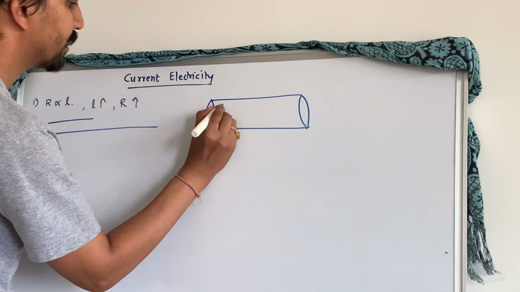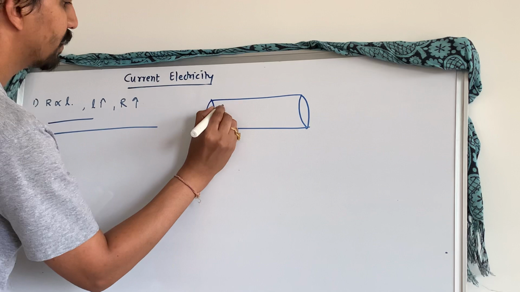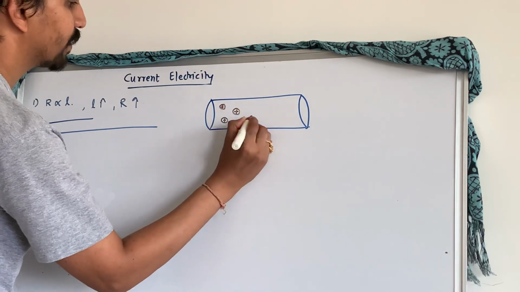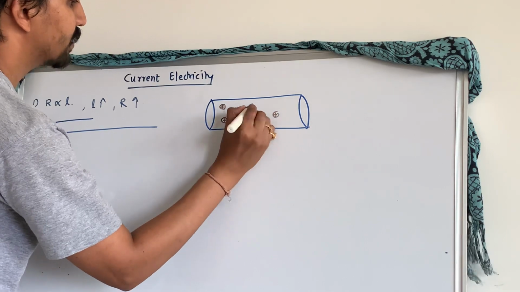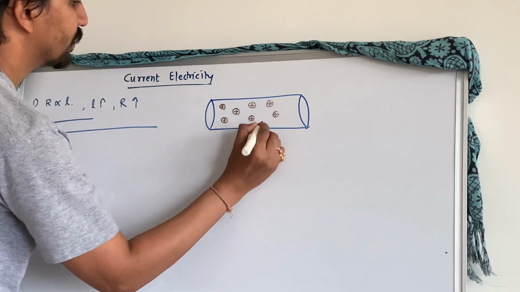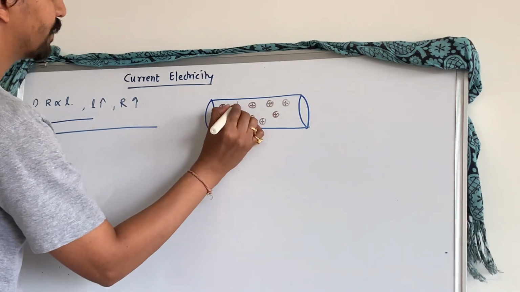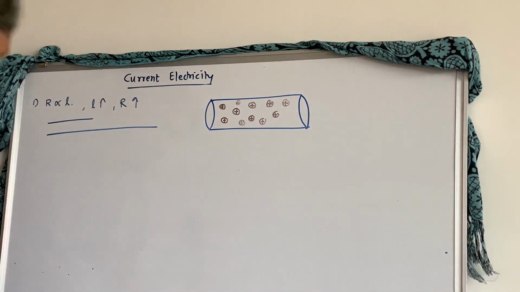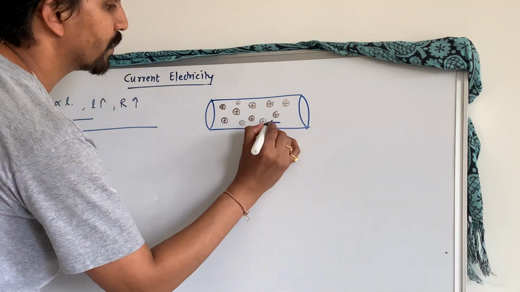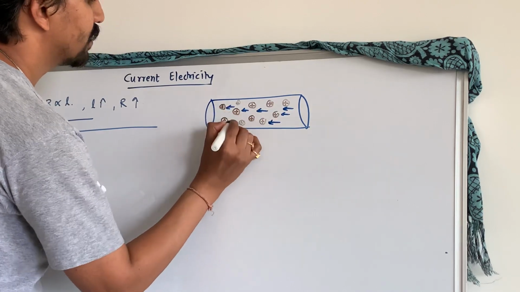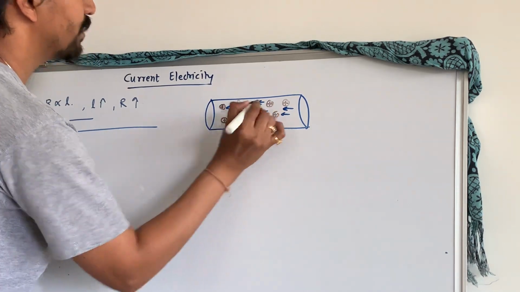This is positive metal ions, right? These are positive metal ions. They are randomly arranged, right? Now suppose these are electrons. When I apply, say, a potential difference, before that they are moving randomly.